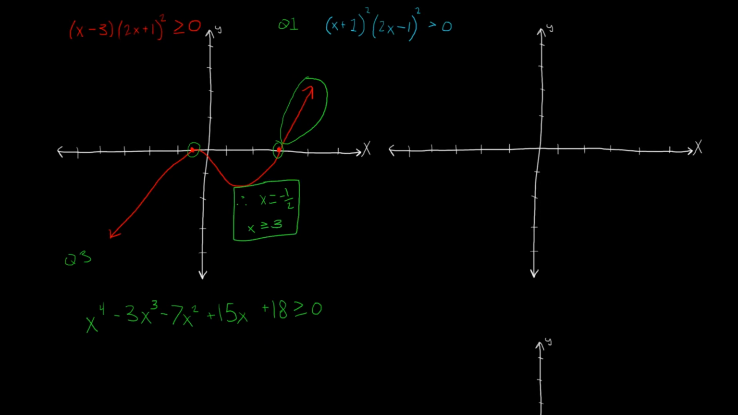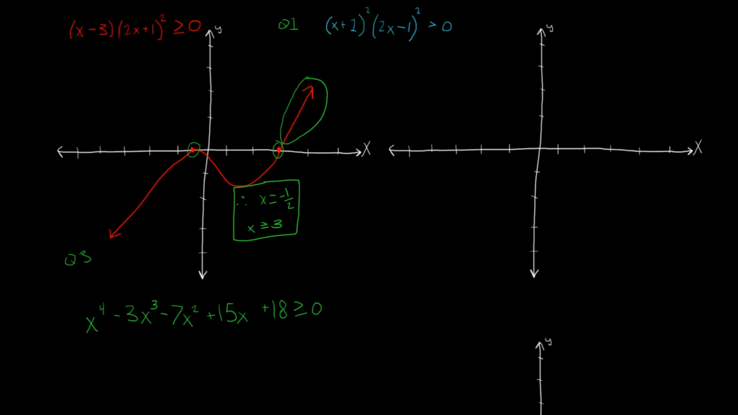If you wanted to check your work, you could sub in different values of x. This one would have to be negative half, to see if that is equal to 0 or greater than 0. And then this one would have to be either 3 or anything greater than 3, like 5. If you sub that into the original inequality and it's true, then you know you've done it correctly. So let's take a look at another one.